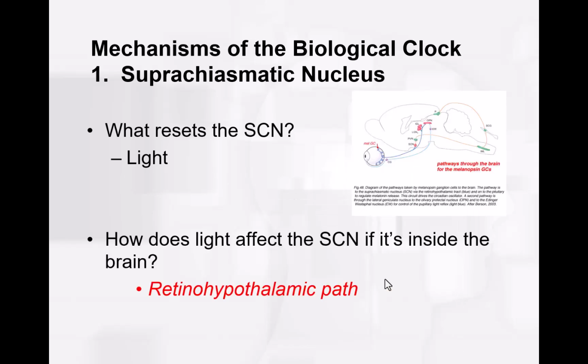There is a specific pathway. It's called the retinohypothalamic pathway. So remember, we talked about how that light information that's going back to the visual cortex is going to synapse in the thalamus first before it goes back to the visual cortex.